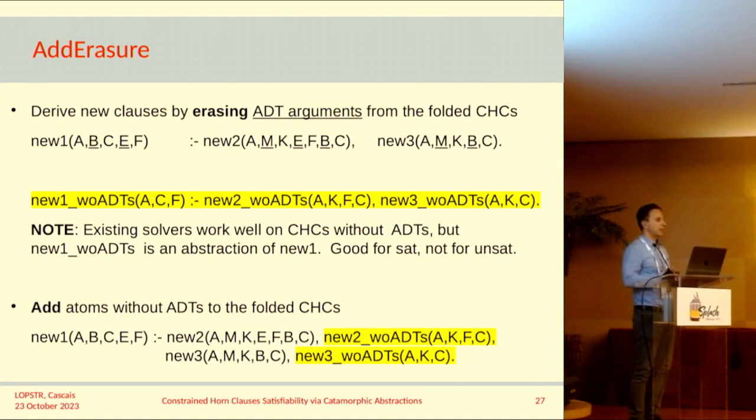Now we derive new clauses by erasing ADT arguments from the clauses that we have obtained by folding. So you can see the folded clause here with the ADT arguments underlined, and we derive a new version of this clause where for each predicate symbol we introduce a new predicate symbol without the ADTs. We just project away these arguments, we drop them. And we produce an abstraction of the previous set of clauses.